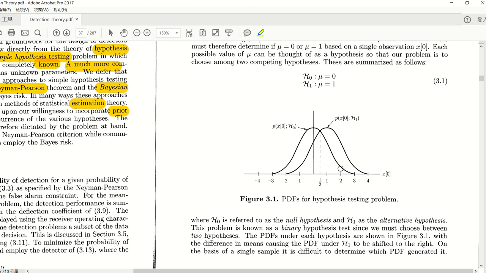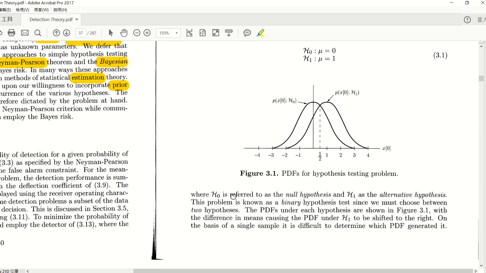Then you get a sense of what happens when you set different thresholds. So H0 is referred to as the null hypothesis. That is actually just a name. Okay, let's just read it and then I'll explain. Then H1 is an alternative hypothesis.